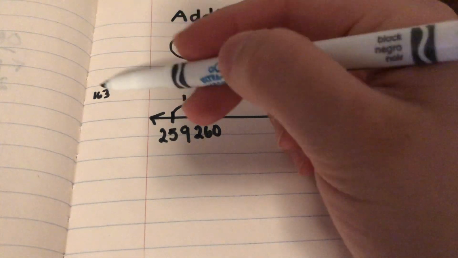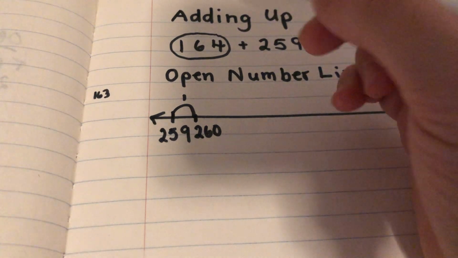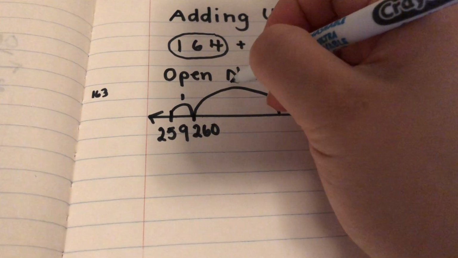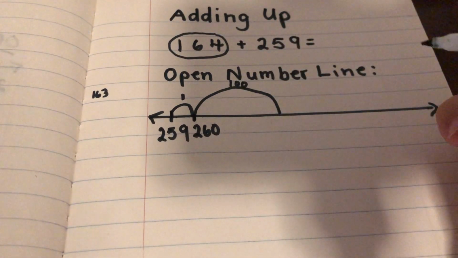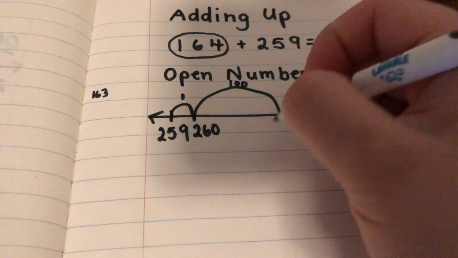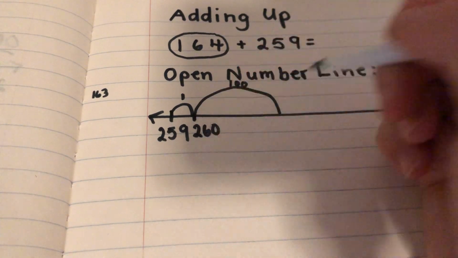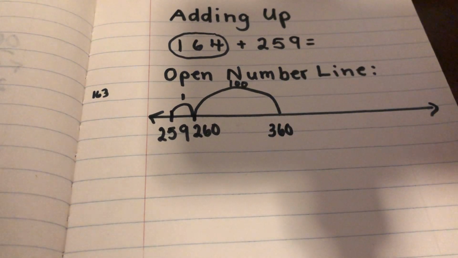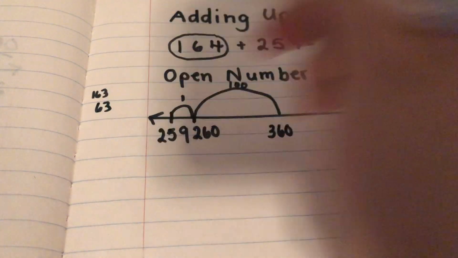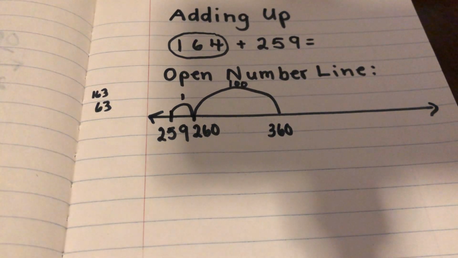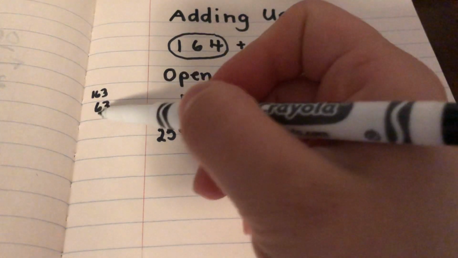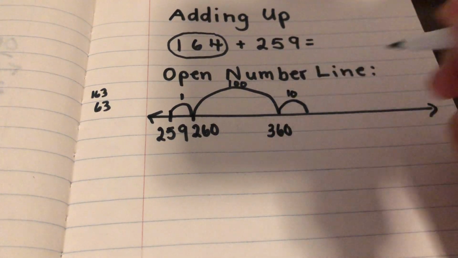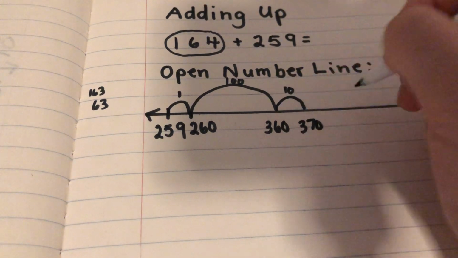So now I'm going to take the 100 and make a jump of 100 next because it's easiest to do that first. So there's my jump of 100 from 260. Remember, it is only the hundreds place that is changing, so it will go up to 360. Now, I have 63 left to add. So I'm going to make jumps of 10 six times for that 60. So here's one jump of 10, and that's 370.